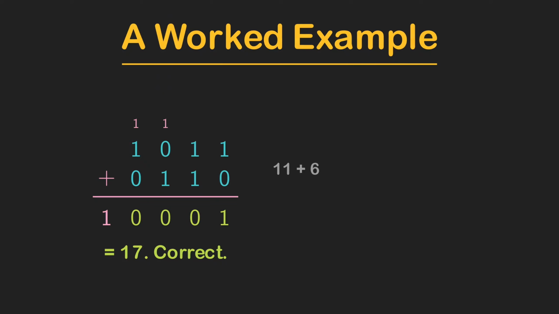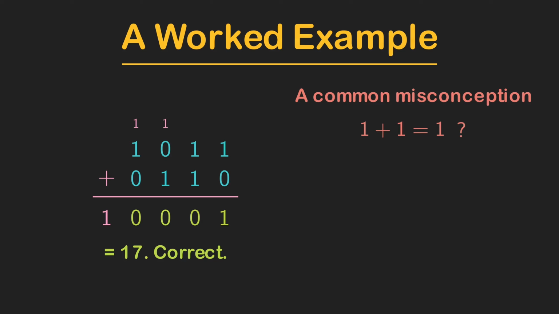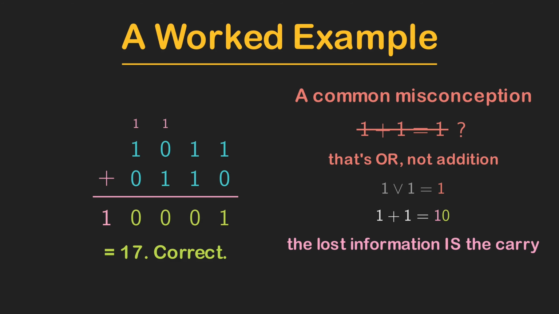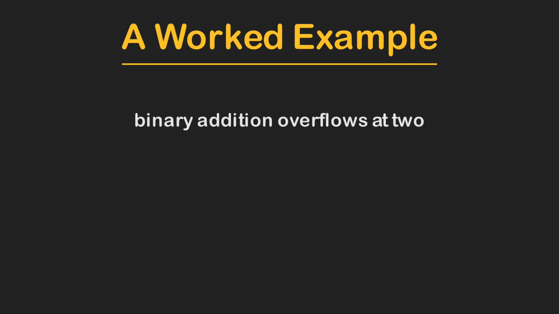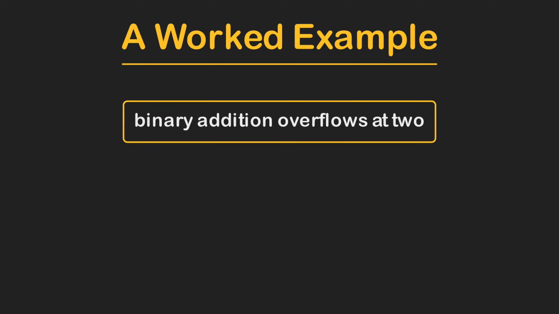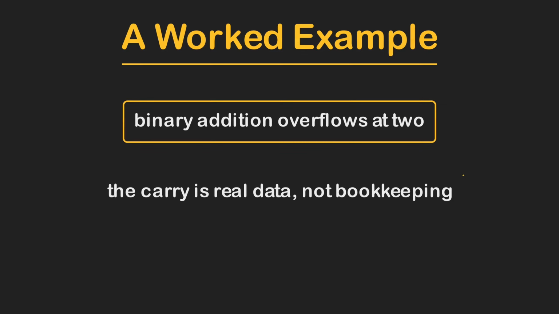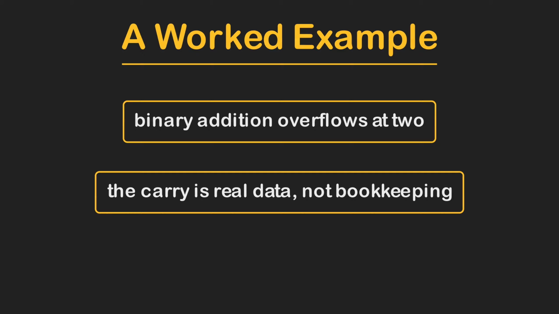17. Correct. Now, a common misconception. Many students quietly believe 1 plus 1 equals 1. That's OR, not addition. OR throws information away. Arithmetic has to keep it. And the information OR loses is precisely the carry. That fact matters. So before moving on, 2 things to hold on to. Binary addition overflows at 2, and the carry is real data, not bookkeeping.